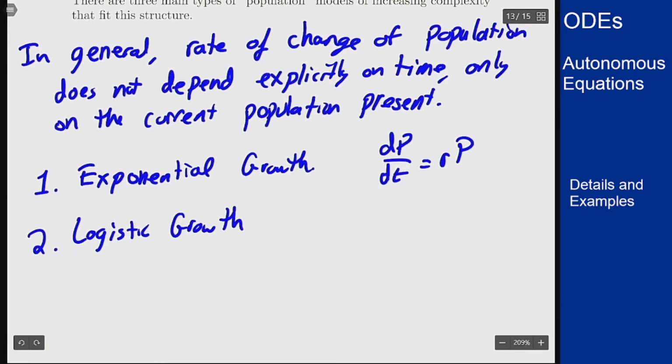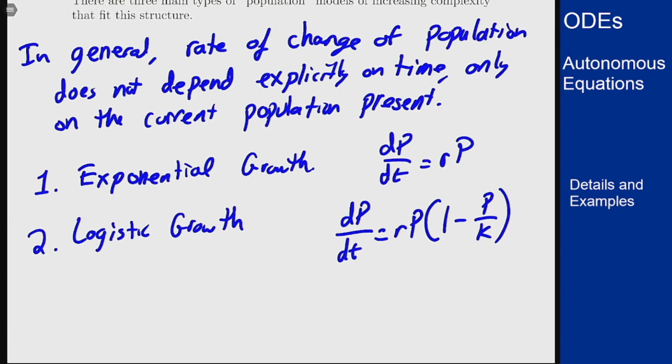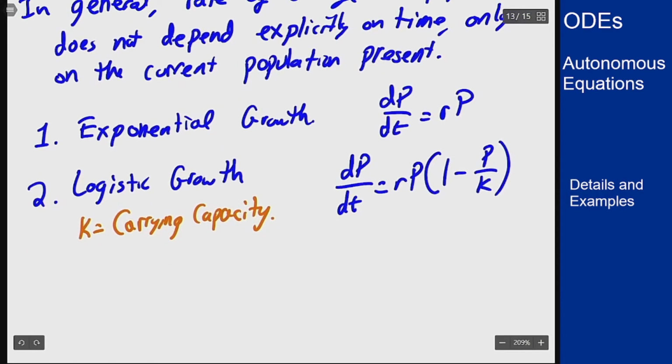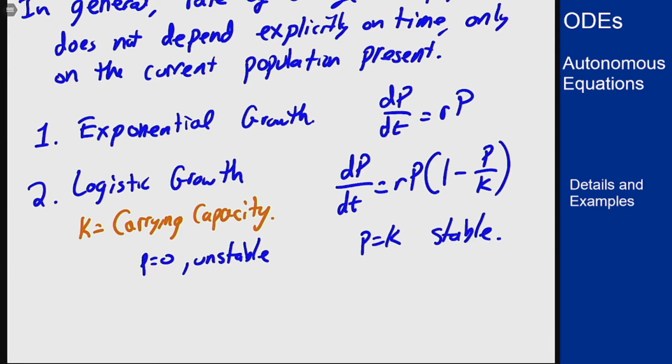That looks something like dP/dt is some rate times P times (1 minus P over K), where K here is the carrying capacity of the environment. If you sketch out a phase line for this one or look at the actual equation, you'll see it has two equilibrium solutions. It has one at P equals 0, which is unstable, and one at P equals K, which is stable. What that means is, if your population is between 0 and K, you're going to flow upwards to this carrying capacity level.